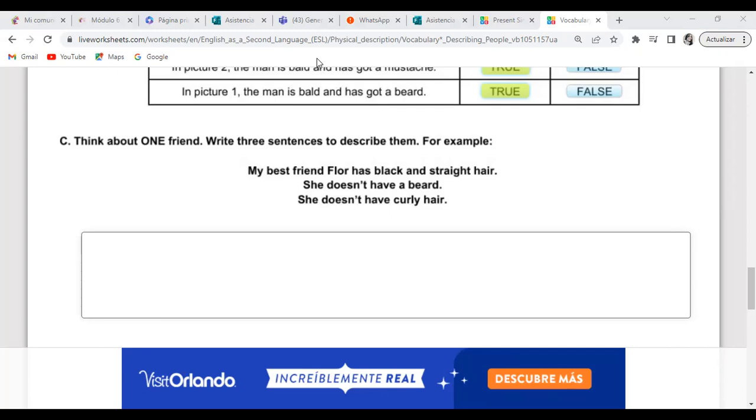Anybody wants to describe a friend of yours? In the chat, you can say 3 sentences about your friend using the vocabulary. Any volunteers? ¿Algún voluntario, chicos? Aquí, ¿quién me dicta? Anybody, guys? Any volunteers?